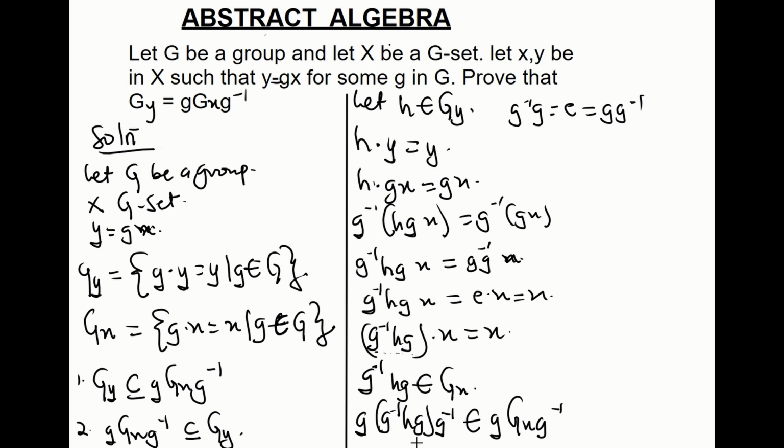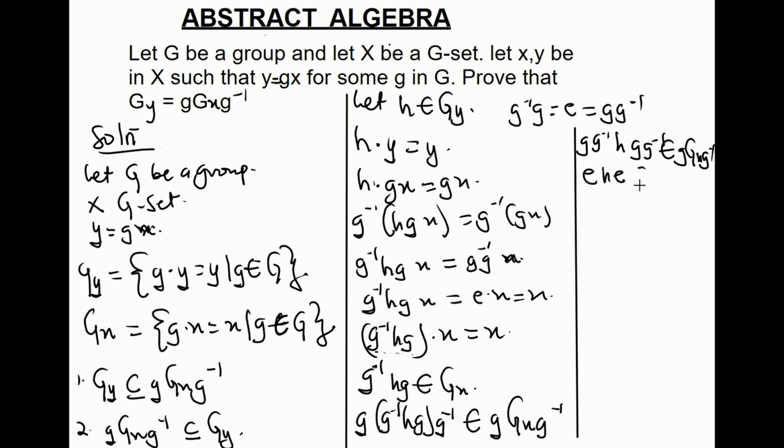But what is this? This is going to give us g g inverse, which is e, times h times g g inverse, which is also e. So we get h, which is in g G_x g inverse. Then this is giving us h is in g G_x g inverse. But what is our h?